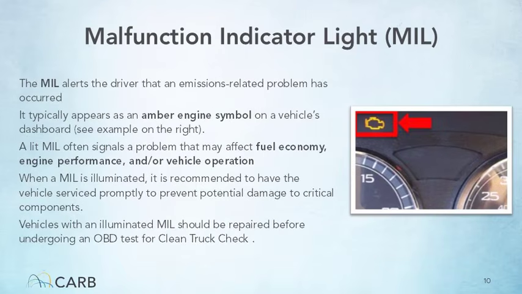The OBD system is required to illuminate the MIL to alert the vehicle driver when the system detects an emissions-related malfunction. The MIL, as shown here, is a standardized amber-colored engine symbol on the vehicle's dashboard. Operating with the illuminated MIL often results in increased vehicle emissions and can result in a noticeable impact on fuel economy and engine performance. When a MIL is illuminated, the vehicle should be repaired as soon as possible to avoid permanent damage to components. The vehicle will fail the Clean Truck Check OBD test if it has an illuminated MIL. Therefore, it should be repaired before completing the OBD test.